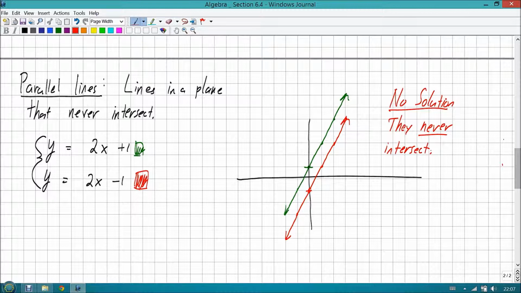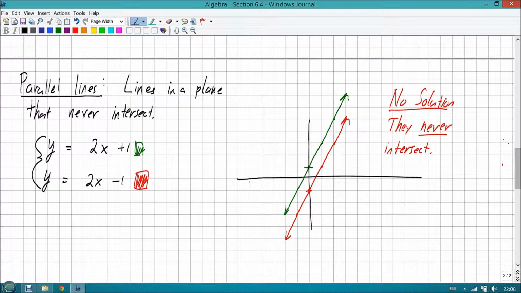But if it was any other slope, if this was a -2 instead of a +2, they would intersect. If it was a 1/2 instead of a 2, it would intersect. If it was any number other than the exact slope of the other one, they would intersect and we would have one solution. But in this particular case, we have two distinct lines with the same slope. That means that they will never intersect. That means it will have no solution.